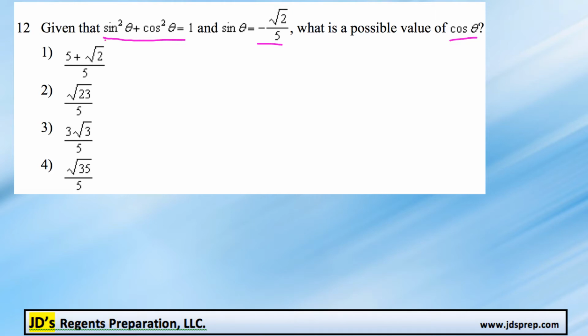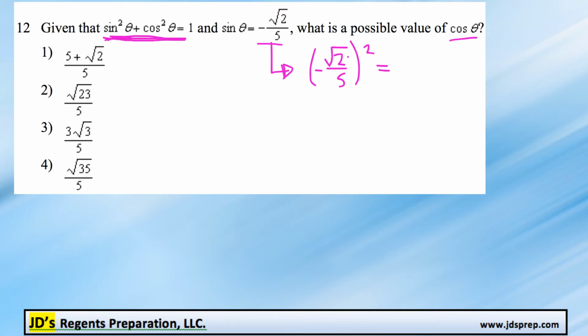So in the equation to the left here, you'll notice that sine is squared. Sine of theta is squared. So it's going to be helpful to figure out what sine squared of theta is. And we can find that by squaring negative root 2 over 5. So we take negative root 2 over 5 and square it. Because we're squaring that negative number, it'll become positive.